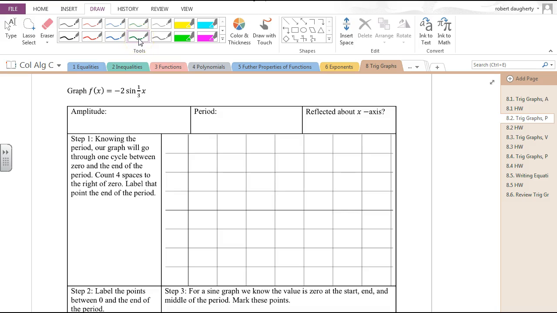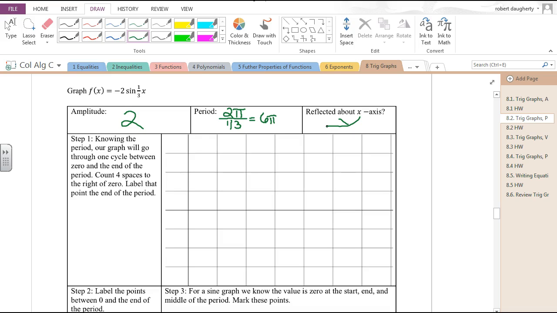Okay, this next one. What is the amplitude? Amplitude is 2. What does that mean? This means this graph is going to go how high and how low? 2 and -2, okay? That's all it's going to do. So how do I figure out the period? The period is what? 2 pi divided by 1/3, which is 6 pi. Has this been reflected about the x-axis? Yes, that's what the negative in front of that does, okay?